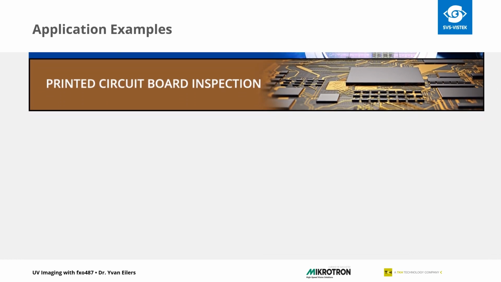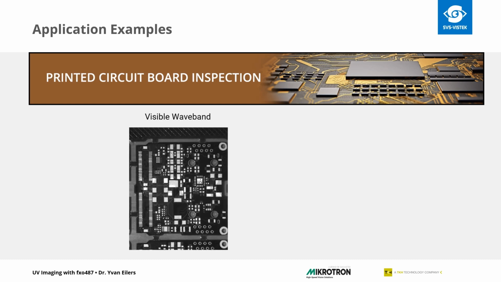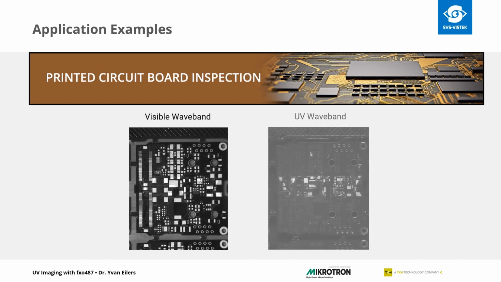PCBs must be protected in some form against the environment. This is achieved by suitable coatings or protective resins that protect the PCB from moisture, vibration, mechanical or thermal shocks. Without protection, burn-throughs or electrical bypasses can occur in the PCB. These protective resins are typically transparent to visible light, but often show strong absorption in the UV range. Therefore, UV cameras can be used to ensure proper application of the protective coating.